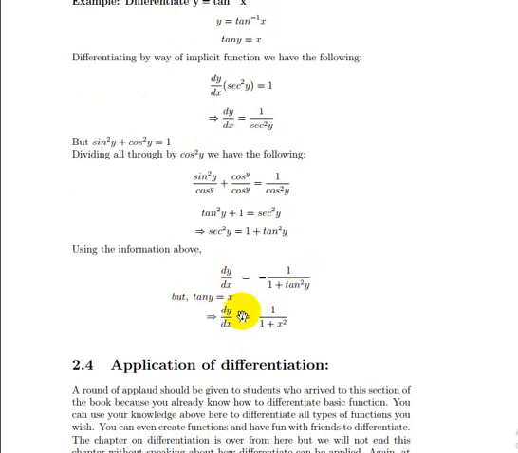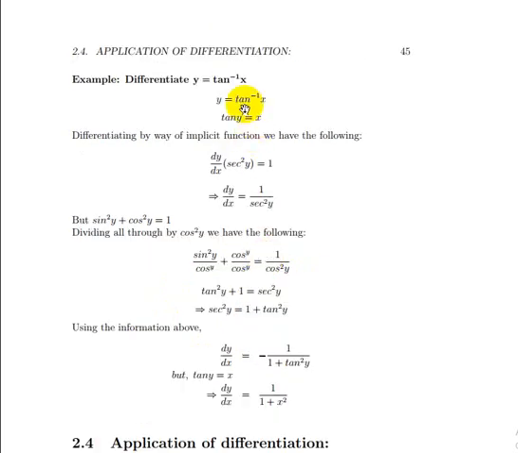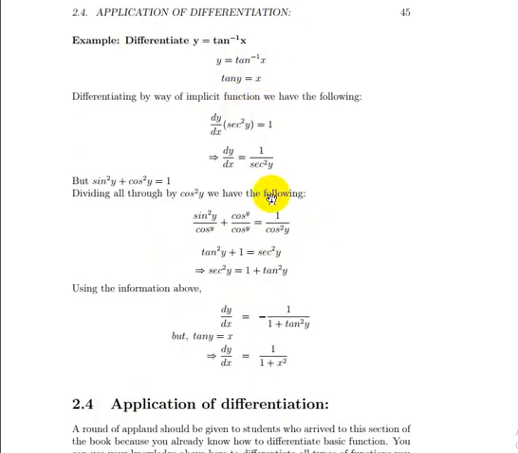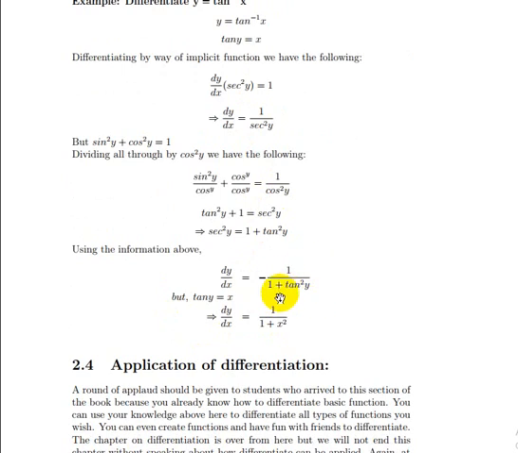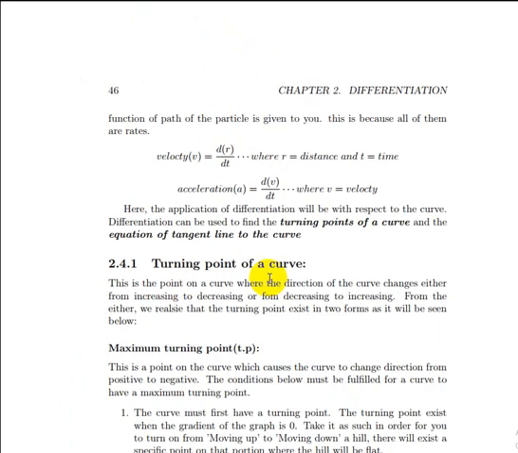So lastly, you're going to have dy over dx equals to, you know that tan y is x. So when you substitute, tan squared y is similar to x squared. So d of the tan inverse of x will be equal to 1 all over 1 plus x squared.